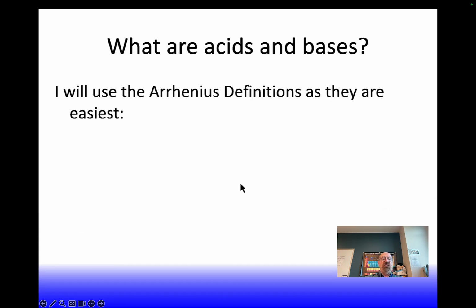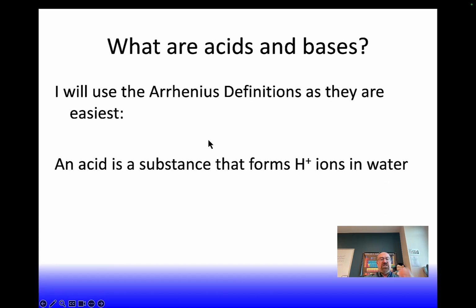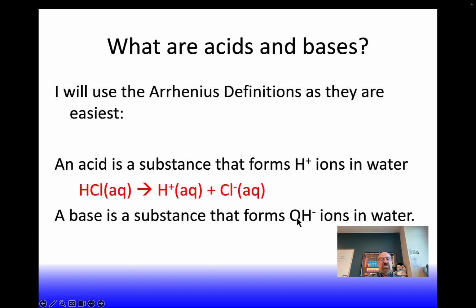Now, what are acids and bases? Okay, the easiest definition is by this Dutchman named Arrhenius. It's very simple. An acid is a substance that forms hydrogen ions in water. Here is hydrochloric acid. If you put it in water, it breaks apart into hydrogen ions and chloride ions. A base is a substance that forms hydroxide ions in water. So typically the way we think of a base is it's got to have an OH in the formula. If you put it in water and it breaks apart, it's a base. So you make hydroxide ions.